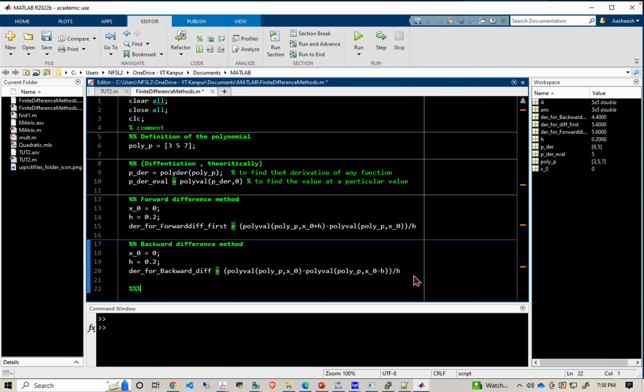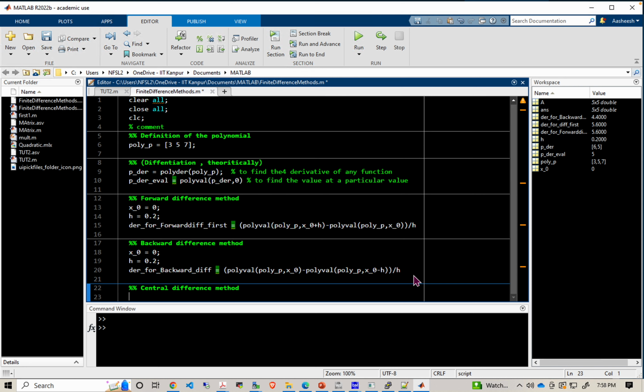So let me write for central difference. Another section I am creating. Okay, I get that x naught is 0 actually.